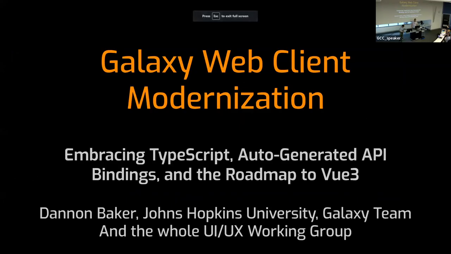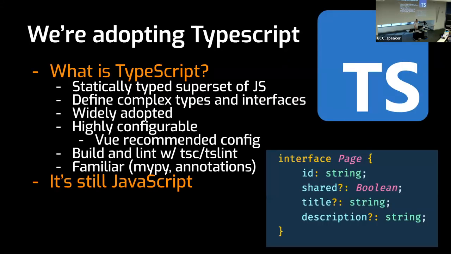Okay, this talk is about our recent efforts modernizing the Galaxy web client. A couple of main topics are TypeScript, using auto-generated API bindings, and progress and what's happening with the migration to Vue 3. I'm Dannon, but this is the work of the whole UI/UX working group. Everyone's contributed.